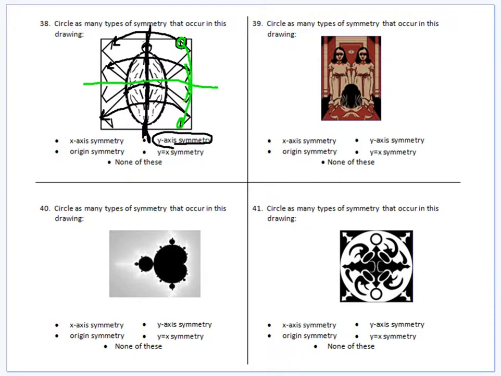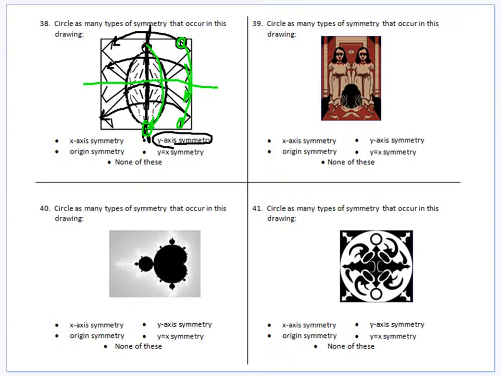Does that elbow fold down to there? It looks like it. But see his head? There's no other head down there. If there would have been another head with eyes and whatnot, then it would have had x-axis symmetry, but there's not. It's because of the head that it doesn't go down there. Now, if you don't have x and y, you can't have origin, so it also can't be origin.